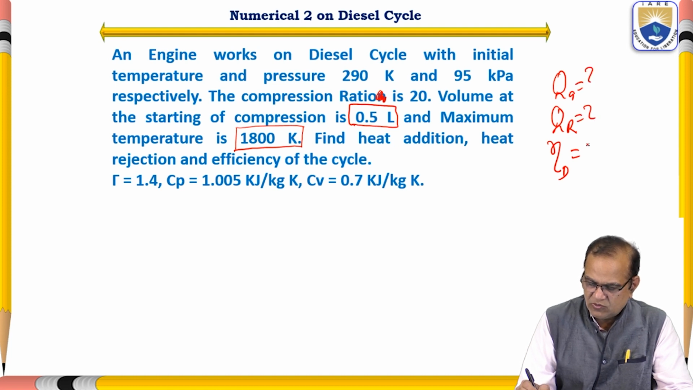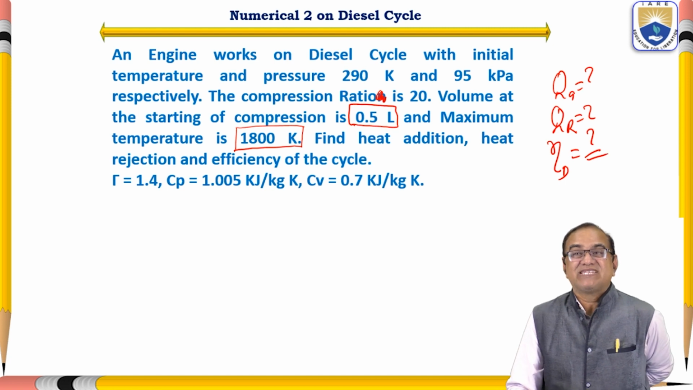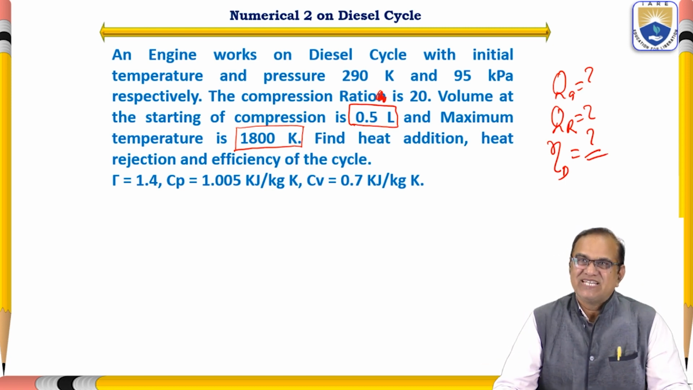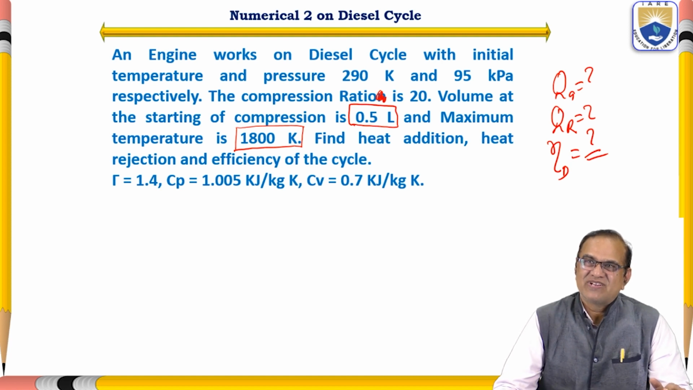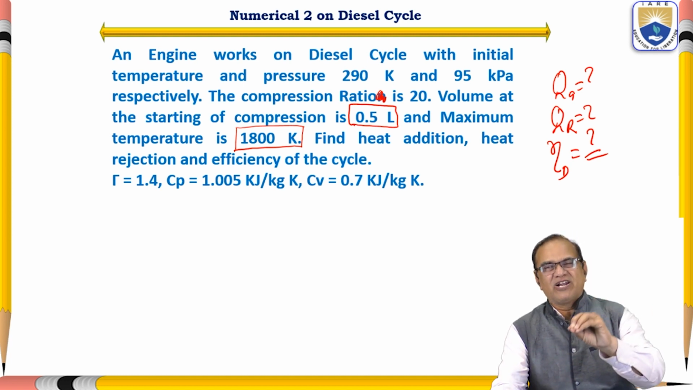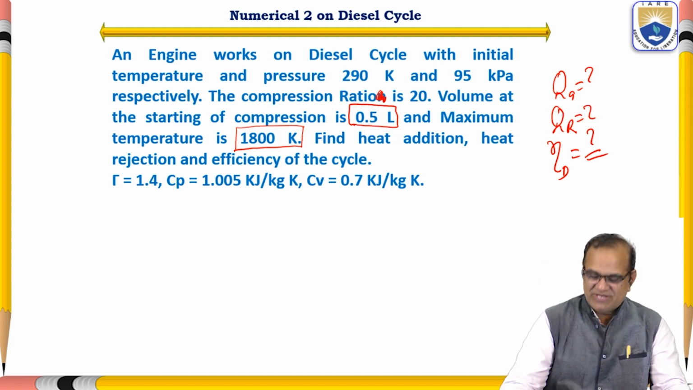So this we have to find out, but here some parameters are not the same as in our previous cases. So a little change, a little concept we have to change. The method is the same. We have to find out the QA, we have to find out the QR, then we have to find out the work done, and the efficiency of the system.